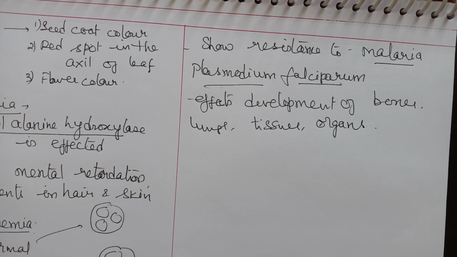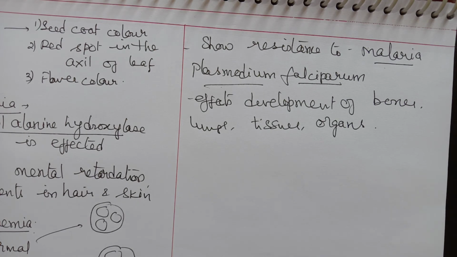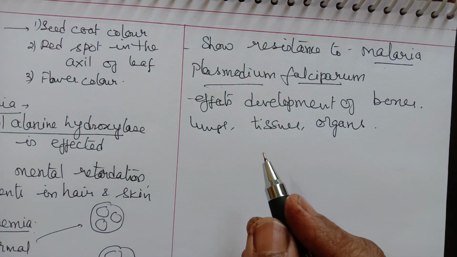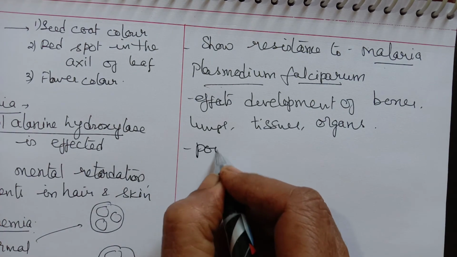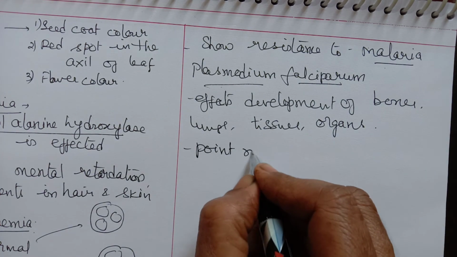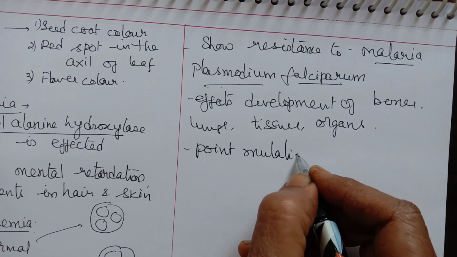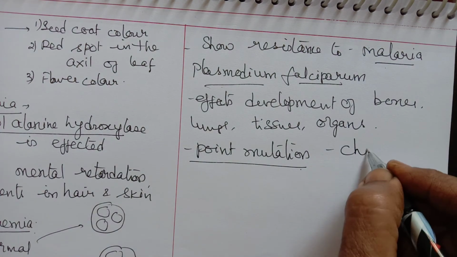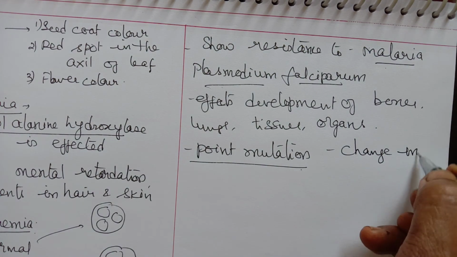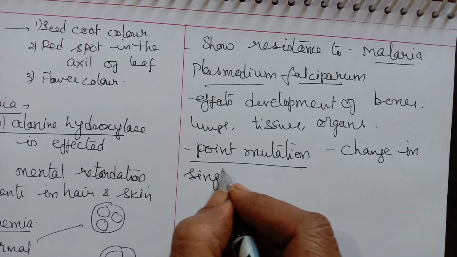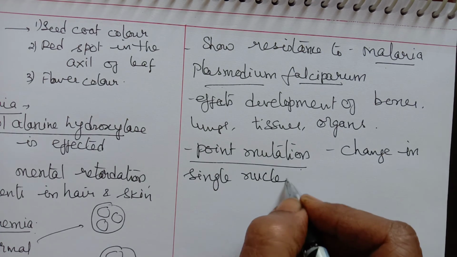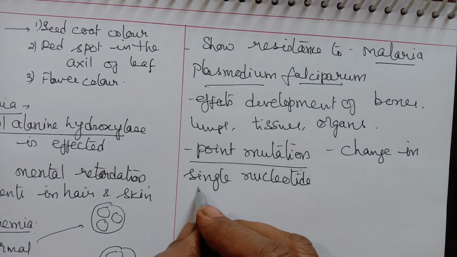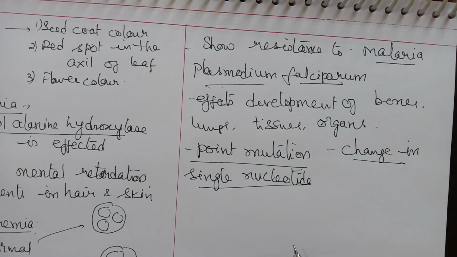Now, what is the reason for this? What is the genetic defect in the case of sickle cell anemia? Sickle cell anemia is due to a single gene mutation. This is called a point mutation. A single gene will undergo mutation. It is a change in a single nucleotide. So that is called a point mutation.